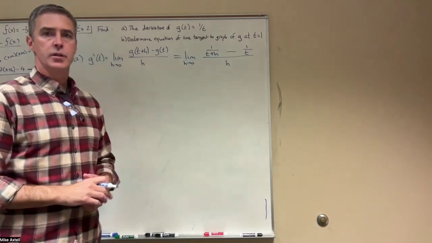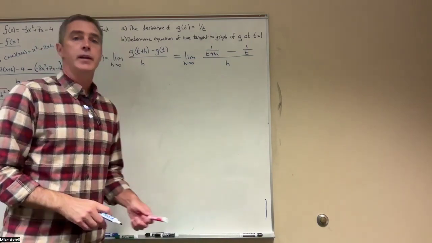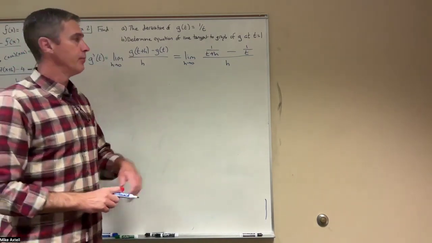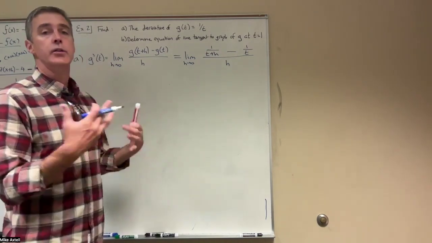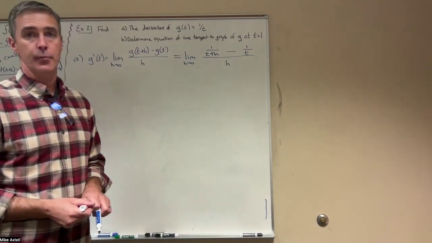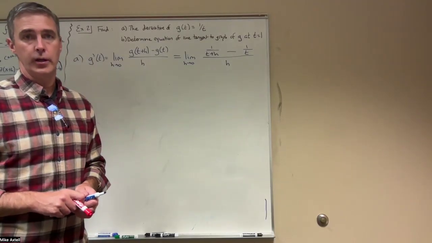Okay, so there's g of t plus h, 1 over t plus h. All right, now, same old problem. Can't plug in h equals 0. Direct substitution fails. So I got to do some algebra to try and tidy this thing up. And the only thing I can think to do is to combine the two fractions in the numerator.